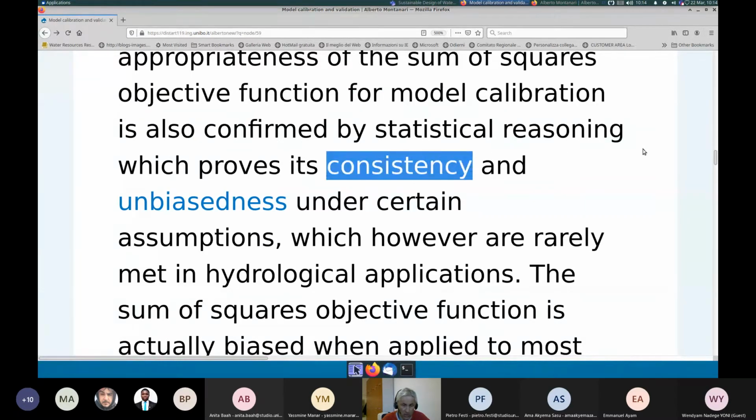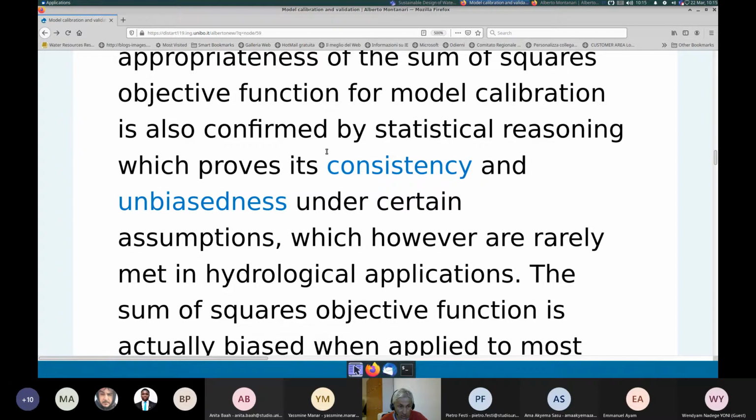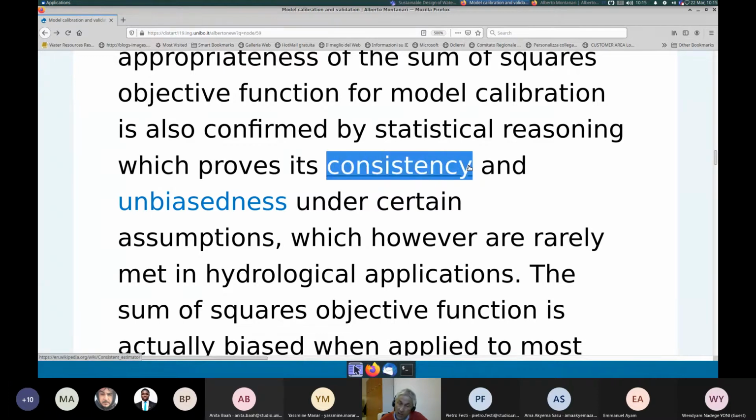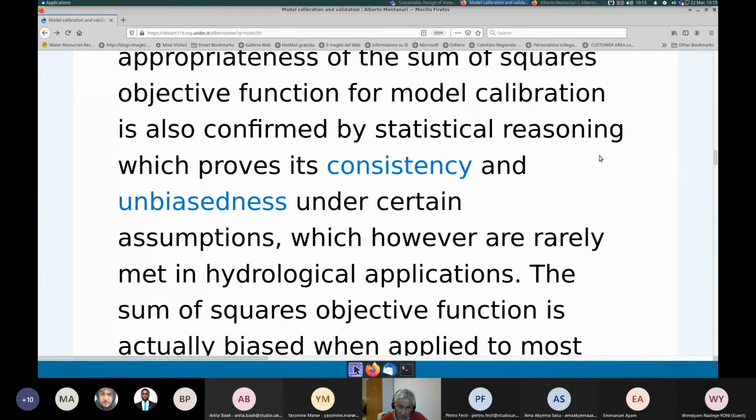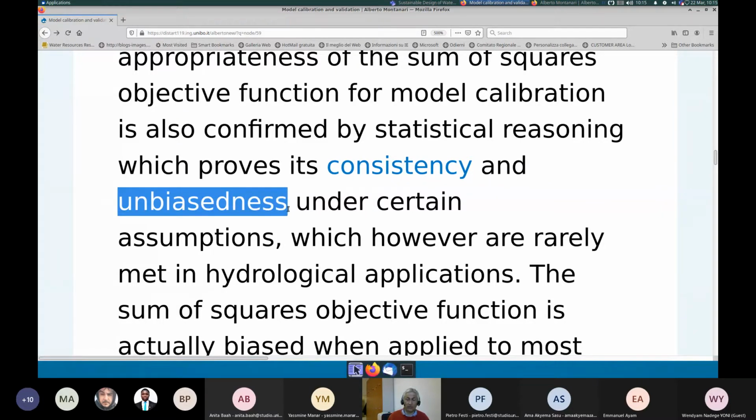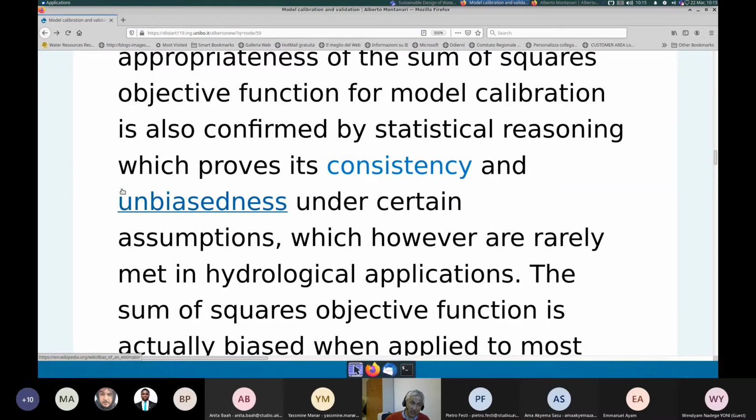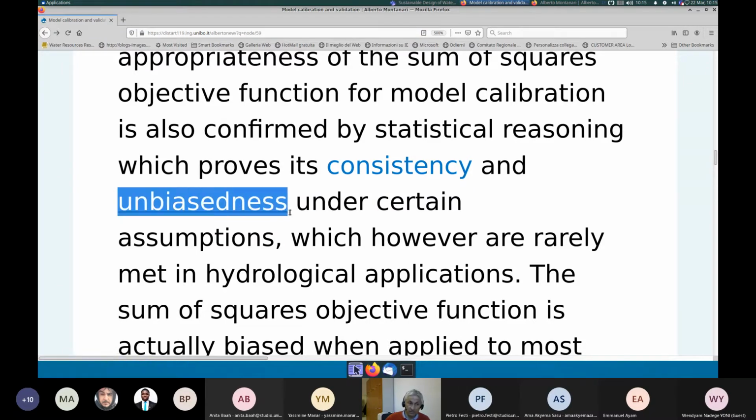Consistency is a way to measure uncertainty. So I said uncertainty is limited, which means that consistency is higher. I don't want to discuss with you what consistency is. Unbiasedness is another measure of uncertainty. When I say uncertainty is limited, I also mean that unbiasedness is fine. Okay, for least squares, for sum of squares.